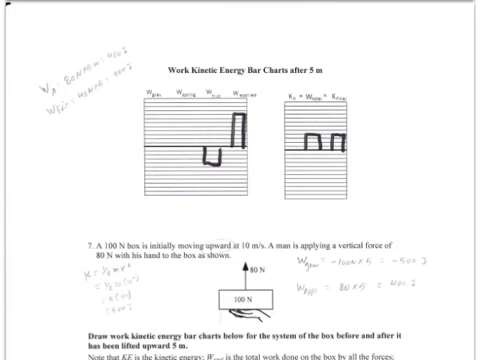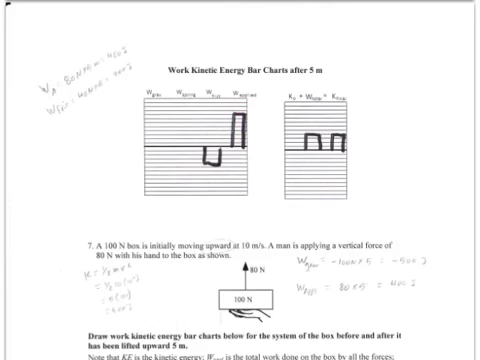So what I have here is the work done by the applied force is going to equal the applied force, which was 80 newtons, times the distance it moved the object, which is 5, which is a total of 400 joules of energy, and that's going to be positive work. If the force is acting in the same direction that the object is moving, you're doing positive work. So that's 400 units here.